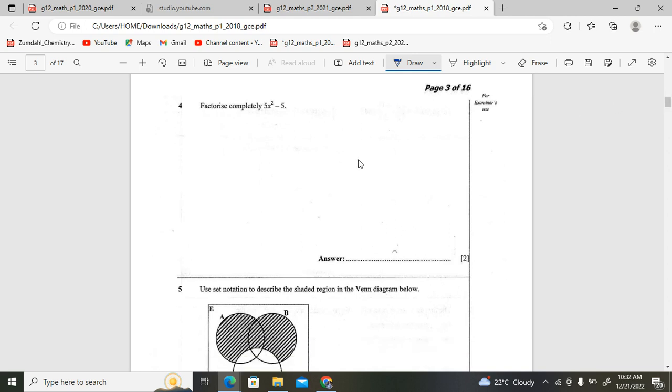Okay, question 4, factorize completely 5x squared minus 5. So the first thing is we're going to look for a number that can go into 5x squared and also in 5. Of course, that's a 5. And then what remains is x squared minus 1. Now, whenever we've got a squared minus b squared, this can be written in the form a minus b and then a plus b. That's the difference of two squares.